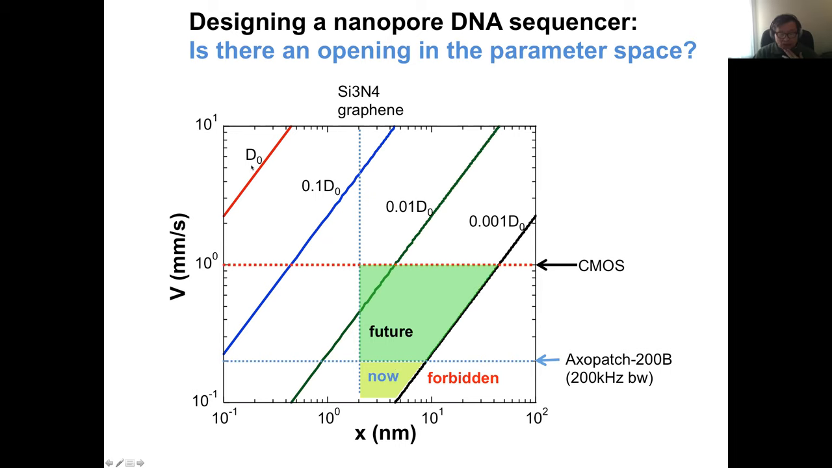And then, in order for us to create a window, basically we have really not much we can do except by brute force. Okay, so we have to figure out a way to reduce the DNA diffusion inside the nanopore by 3 orders of magnitude from this red line to this black line. So then you can open up a window like this. If you have faster electronics, you can open a bigger window, okay? So this would be our design window for a machine.